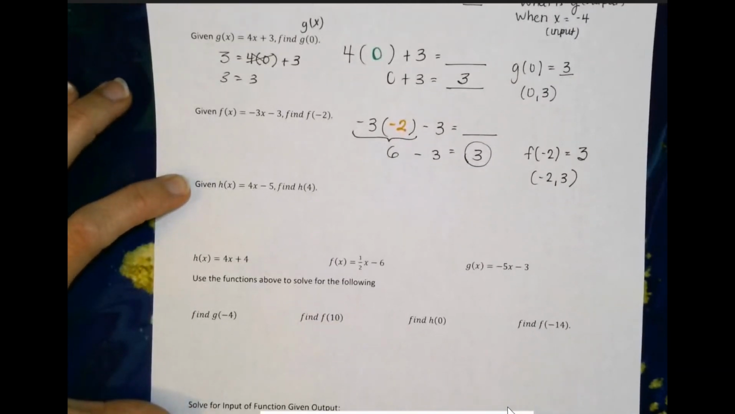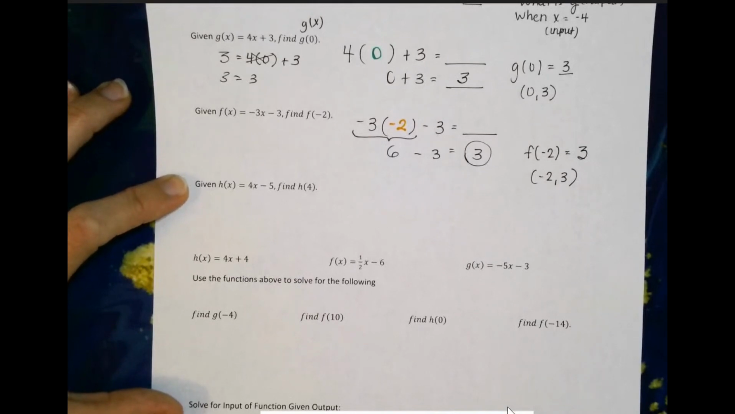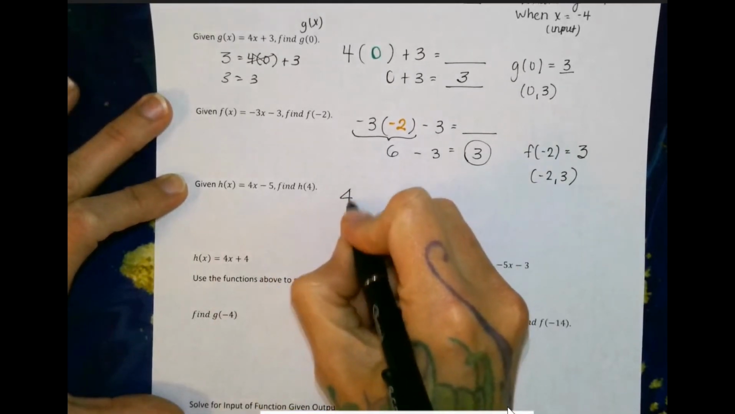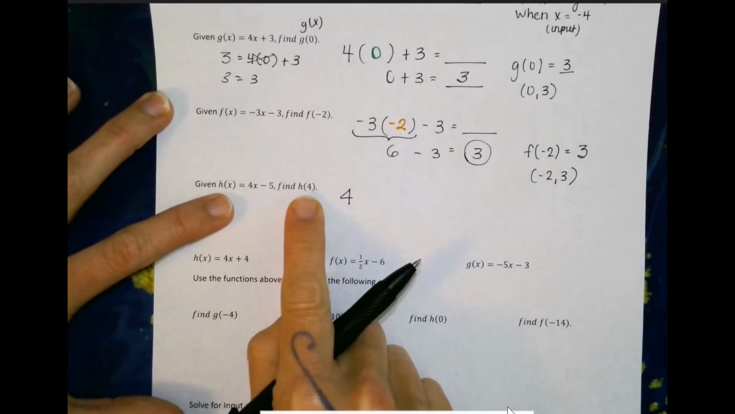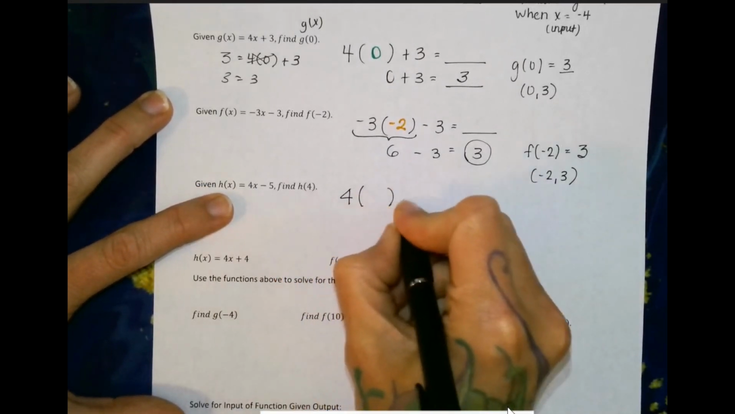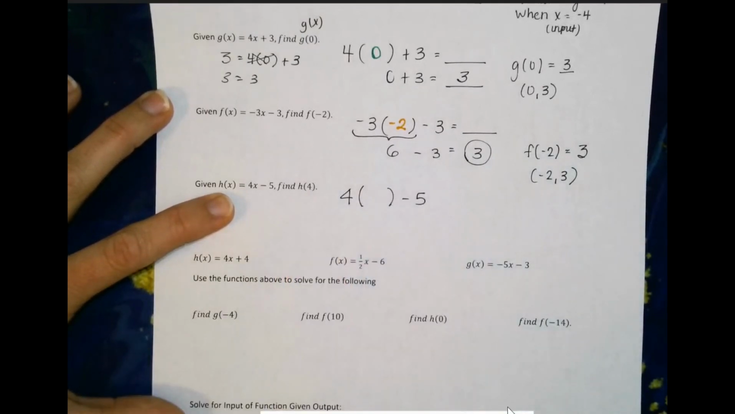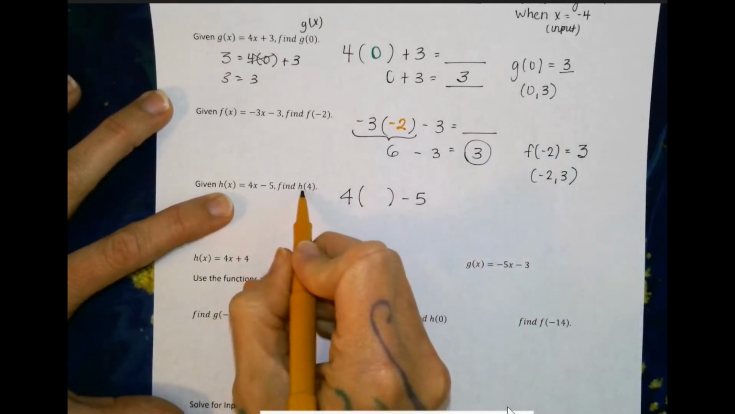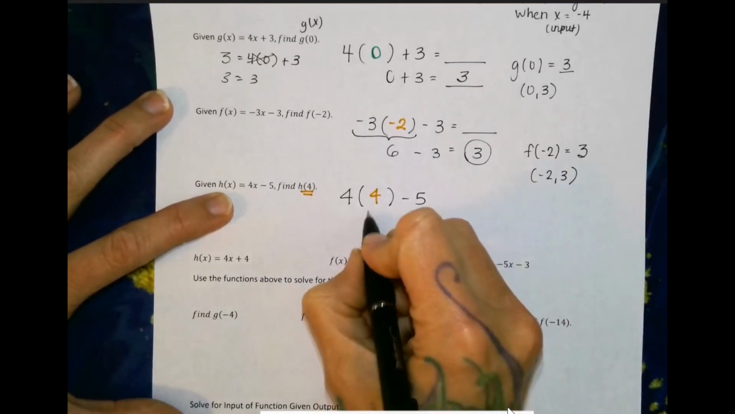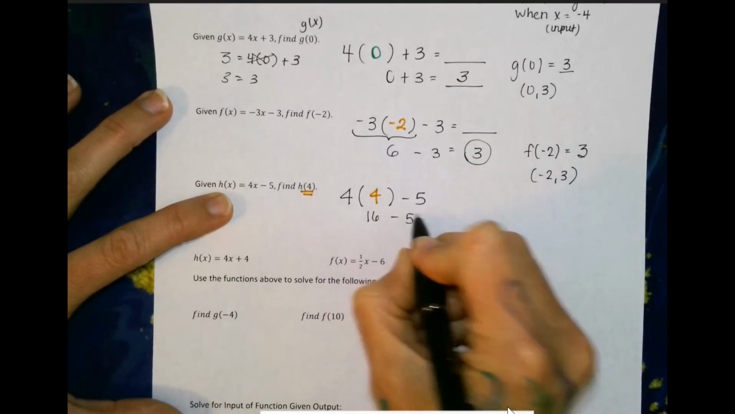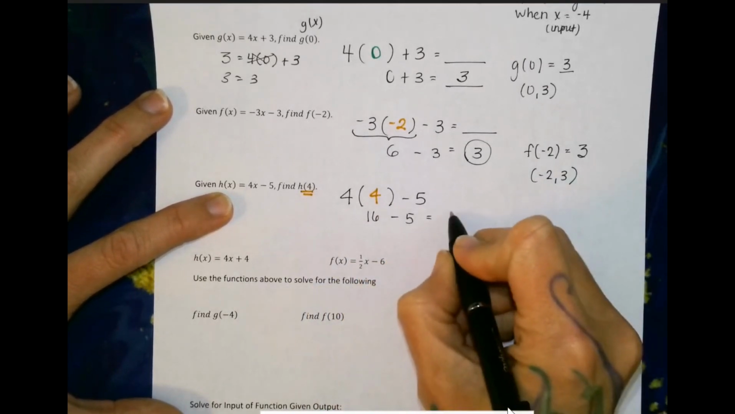H of x, so again, doesn't matter. Same story. It's just this is Harry instead of Frank and Gertrude. Okay, so we're going to take our function. 4 is in the place of x. It's h of x, h of 4. So we're going to take our function and put the 4 in the place of x because that's where they put it when they wrote this here. So 4 times 4 is going to give us 16 minus 5, which will give us 11.